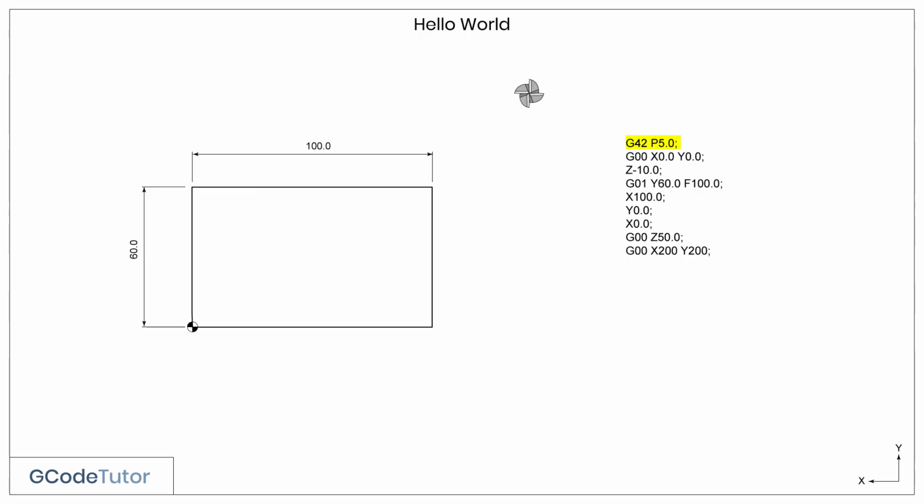So, how does all this work with our Hello World program we are writing? Now, just before our rapid movement, I've added G42 P5.0. This tells our cutter that we're offsetting to the right with a 5 millimeter radius. And it means we can now program to dimensions on the drawing without having to offset everything by 5 millimeters to allow for the dimensions of the cutter.